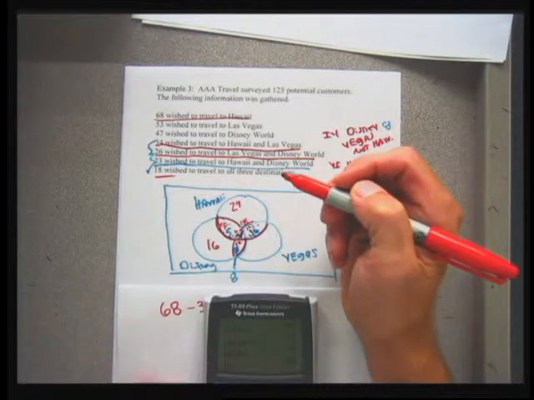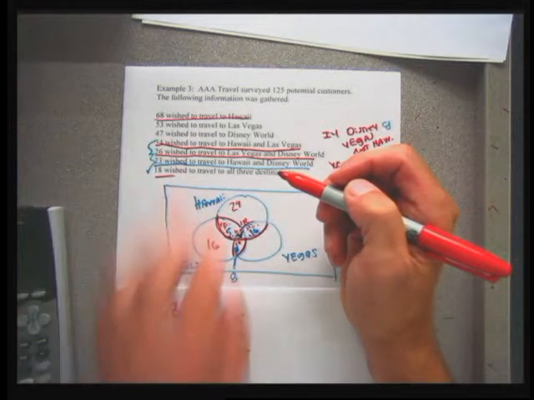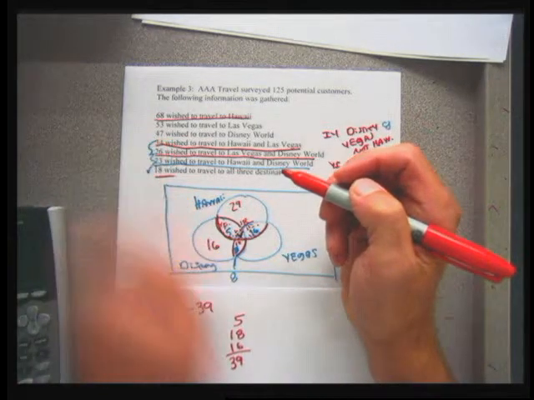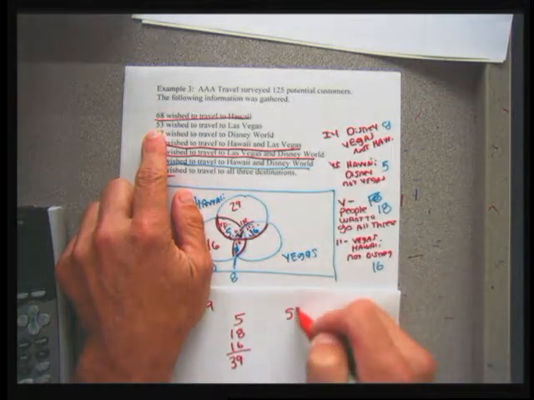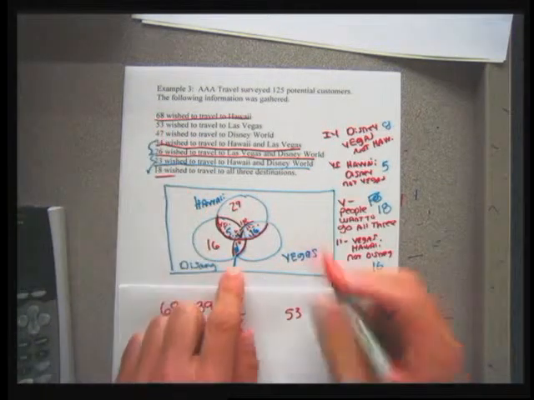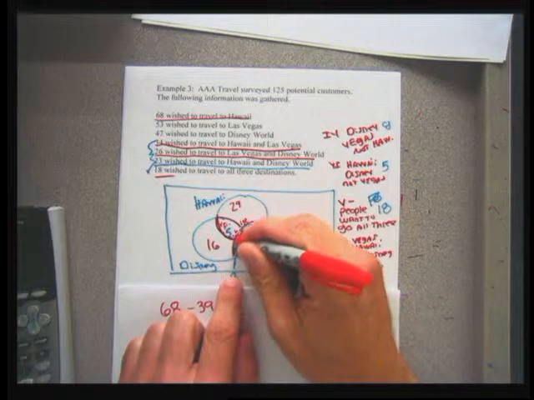I'm going to do the rest of the Las Vegas circle the same way. The Las Vegas circle needs to have 53 total people. There's 53 people that want to go to Vegas. Of the 53, I've already taken consideration a bunch of them.